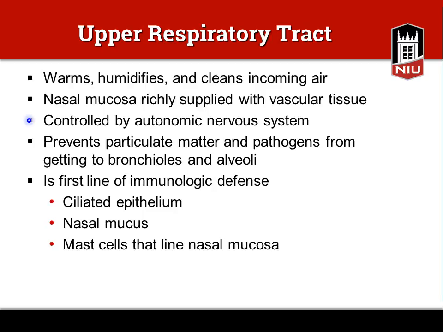It is one of our first lines of defense. It's helping to prevent particulate matter and pathogens from getting inside the body, from reaching our bronchioles as well as our alveoli. Again, it is the first line of immunologic defense. So we have our ciliated epithelium, our nasal mucus, and our mast cells that help line the nasal mucosa as our little defenders against particles and pathogens.